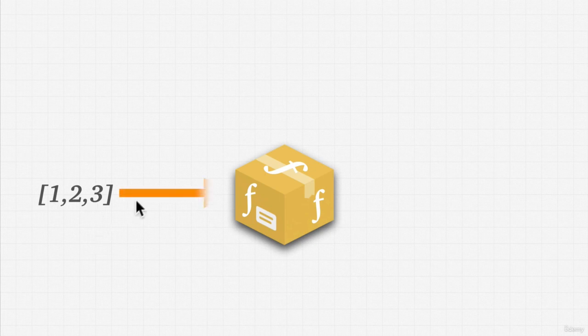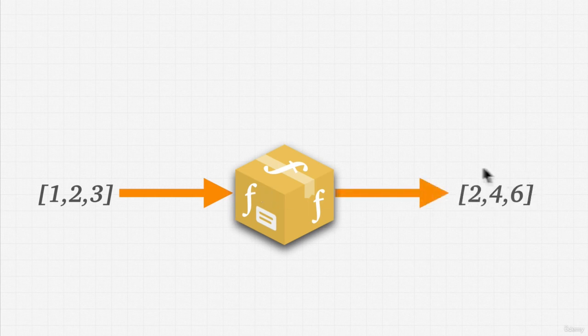If we give this input into this function, what we would expect with a pure function is for something to happen to this input that every time results in the same thing. So let's say we multiply this by 2, we would receive 2, 4, and 6. Now, a pure function has two rules. One is that given the same input, it will always return the same output.